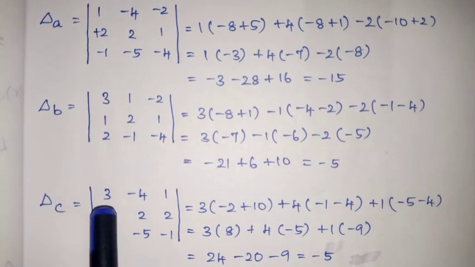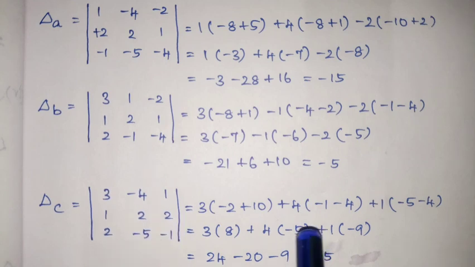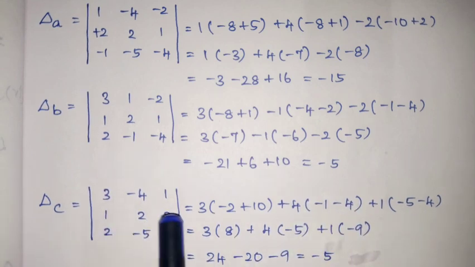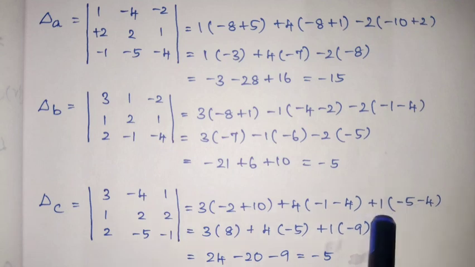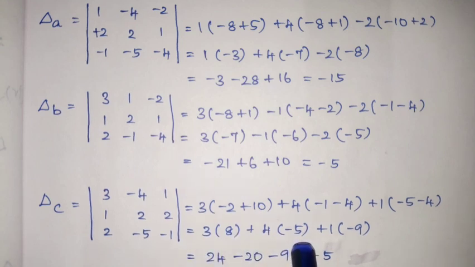Del C, same way, number 3, leave the row and column. Minus 2 plus 10. Then change the sign of the element, leaving the row and column. 1 into minus 1 is minus 1, minus of 2 into 2 is minus 4. Then 1, leaving the row and column. Minus 5, minus 2 into 2 is 4. So this is 8, this is 5 and this is 9. 3 into 8 is 24, 4 into minus 5 is minus 20, 1 into minus 9 is minus 9. Altogether it is minus 5.